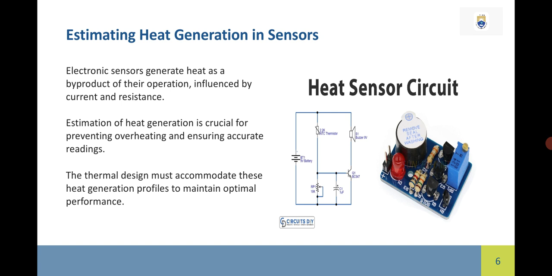Estimating heat generation in sensors. Electronic sensors generate heat as a byproduct of their operation, influenced by current and resistance. Estimation of heat generation is crucial for preventing overheating and ensuring accurate readings. The thermal design must accommodate these heat generation profiles to maintain optimal performance. Heat sensor circuit.